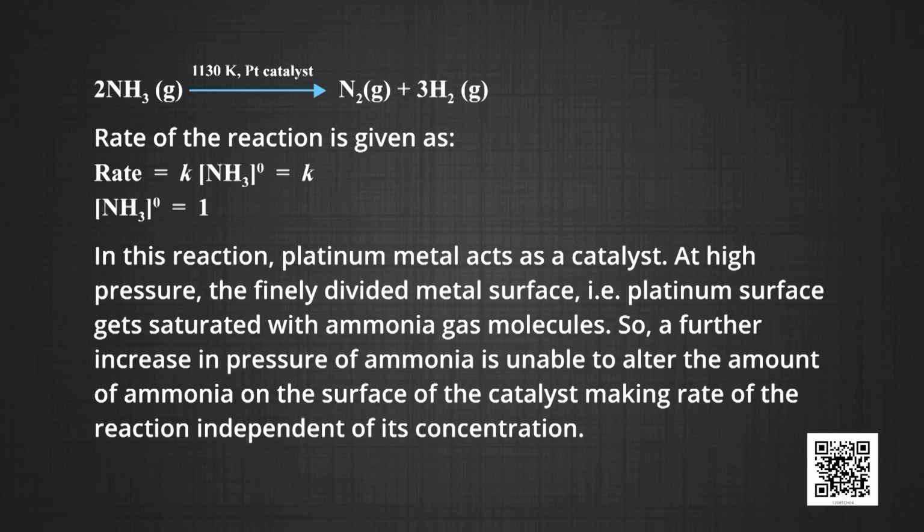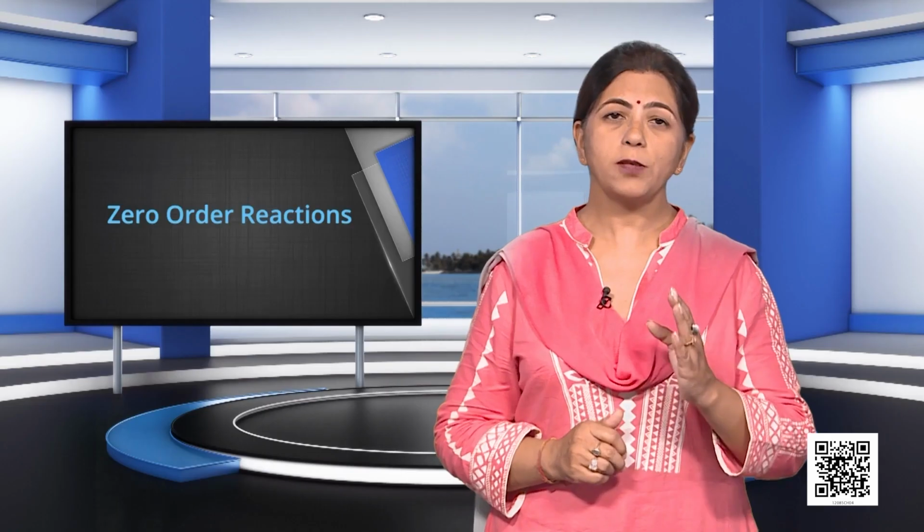At high pressure, the finely divided metal surface, that is, the platinum surface, gets saturated with ammonia gas molecules. So, a further change in the reaction conditions is unable to alter the amount of ammonia on the surface of the catalyst, making the rate of the reaction independent of its concentration. Let me take another example of a zero order reaction. The thermal decomposition of hydrogen iodide on a gold surface is another example.